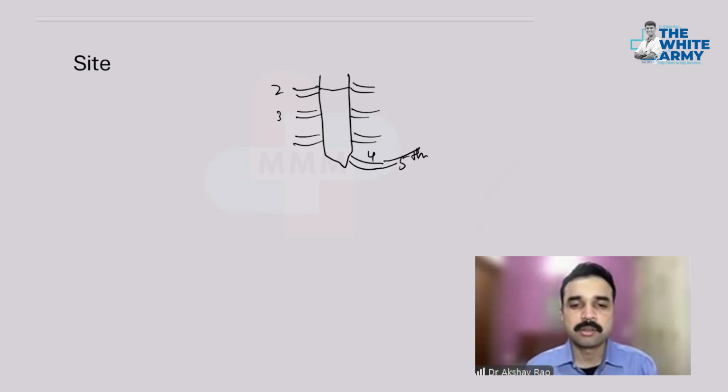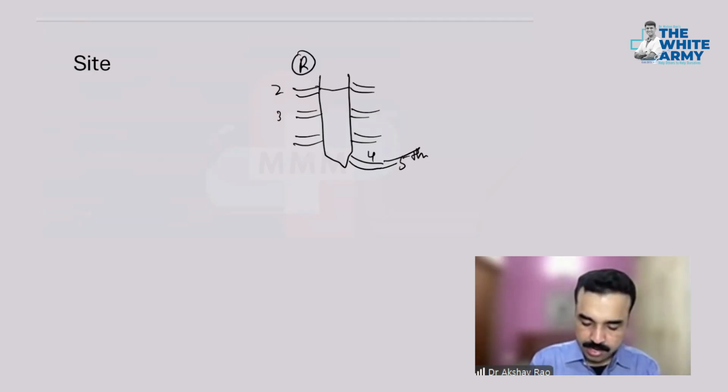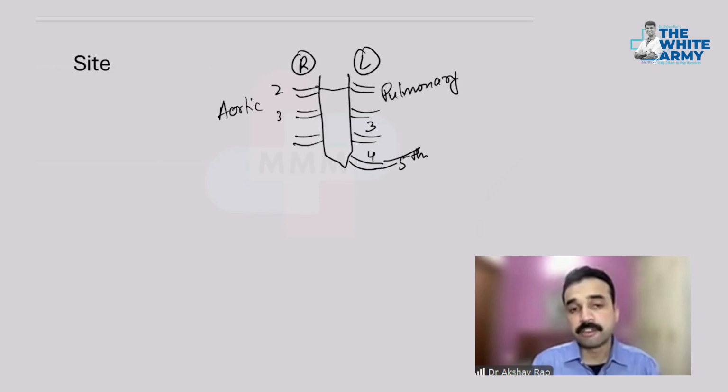So the main areas of auscultation include the right and left second intercostal spaces. These are the aortic and pulmonary areas respectively, followed by the third intercostal space on the left side, that is the third left parasternal space.